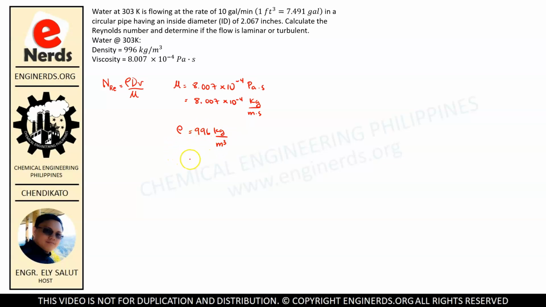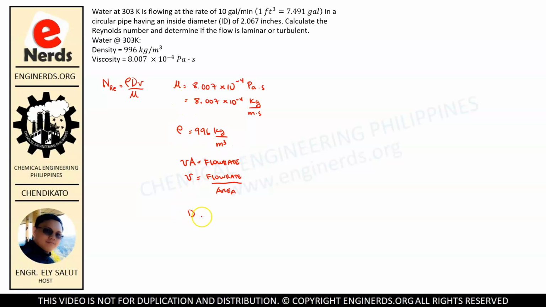Now, para makuha natin yung velocity natin, we know that velocity times area is equal to the flow rate, di ba? Therefore, our velocity is equal to flow rate over the area. This is the cross-sectional area ng ating pipe. So that means we need to get the cross-sectional area ng ating pipe para makuha natin ang ating velocity. But first, kunin natin yung diameter natin and convert it into SI system, no? We will use SI system because anyway, our viscosity and our density is already in SI system.